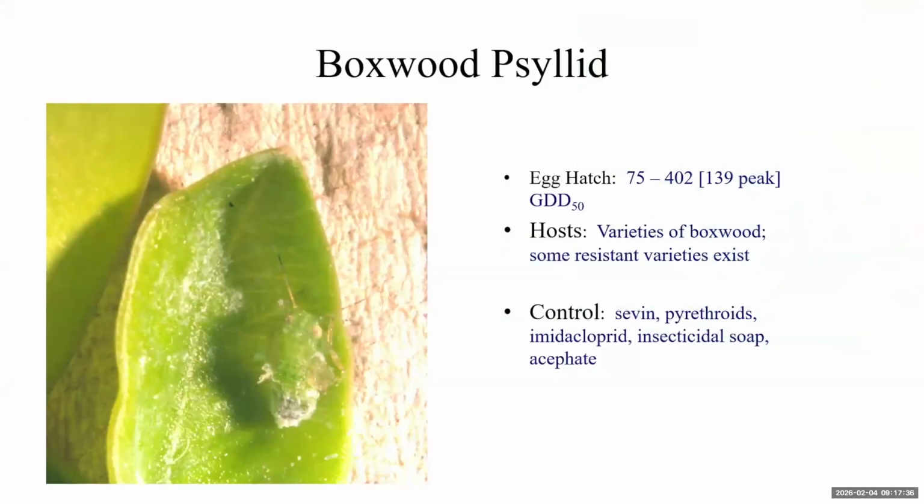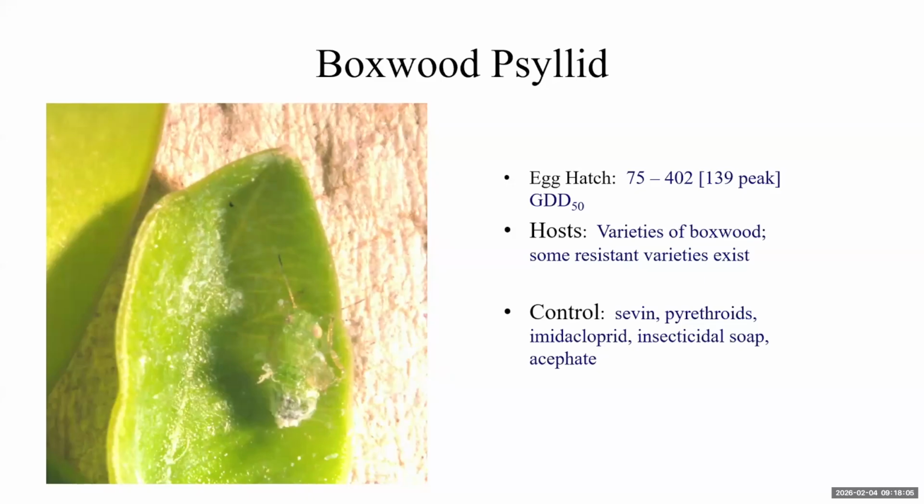When it's an adult, it almost looks like a miniature cicada. But this is what it looks like as a nymph. And you can see the wing pads here, where the wings will fully develop from that point on. The eggs hatch really early. So 75 growing degree days is typically late March, early April. 139 is usually sometime in April for their peak activity.